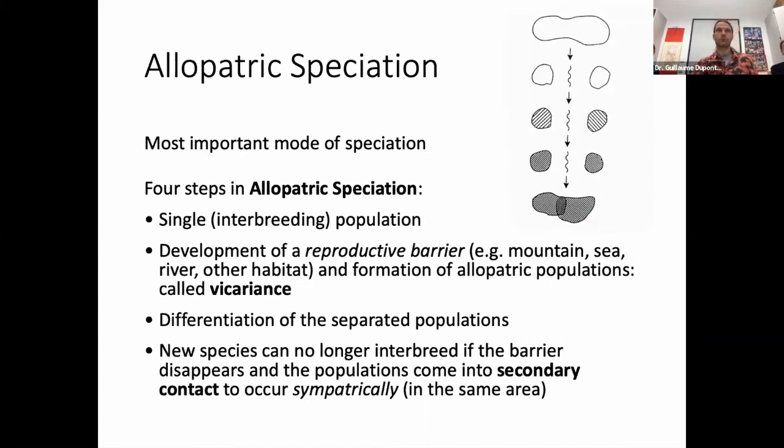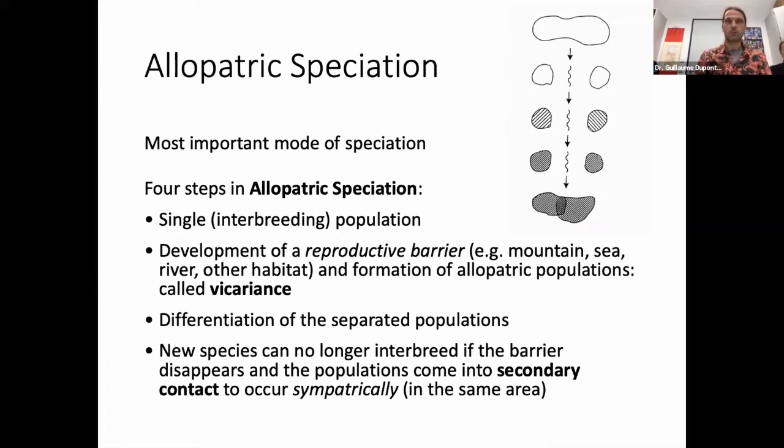So allopatric speciation is considered the most important mode. It is the mode of speciation mostly invoked for mammals and for birds. And it has been strongly advocated by Ernst Mayr. So he had a very strong opinion on the other modes, and he said this is probably the most important one.